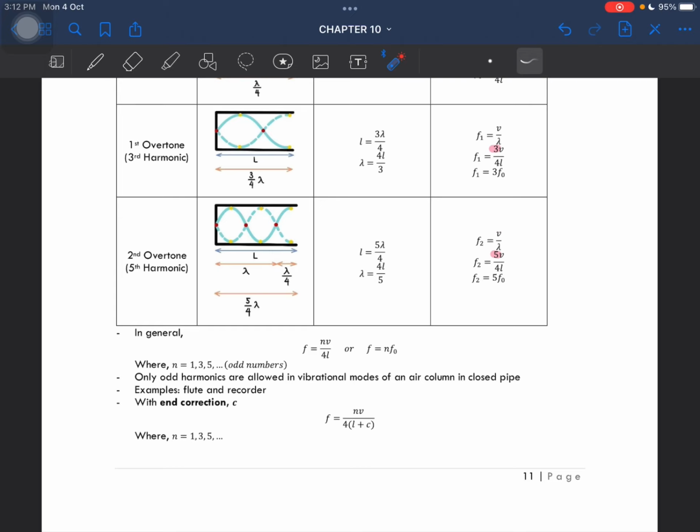This is the general formula to find the frequency at a certain harmonic. For a closed pipe, only odd harmonics are allowed in vibrational modes, for example flute and recorder.